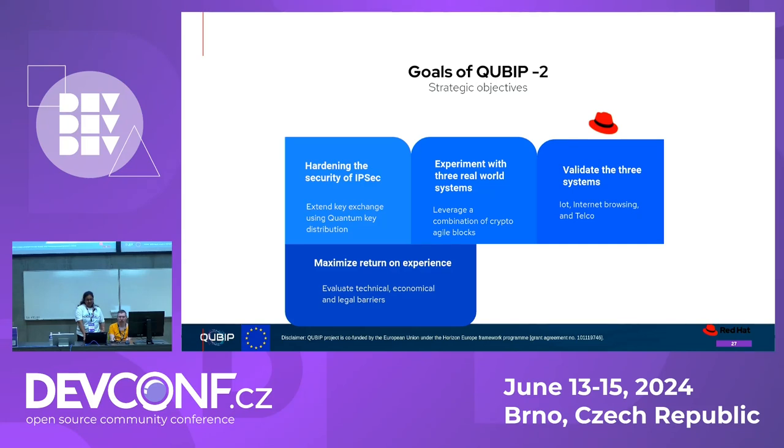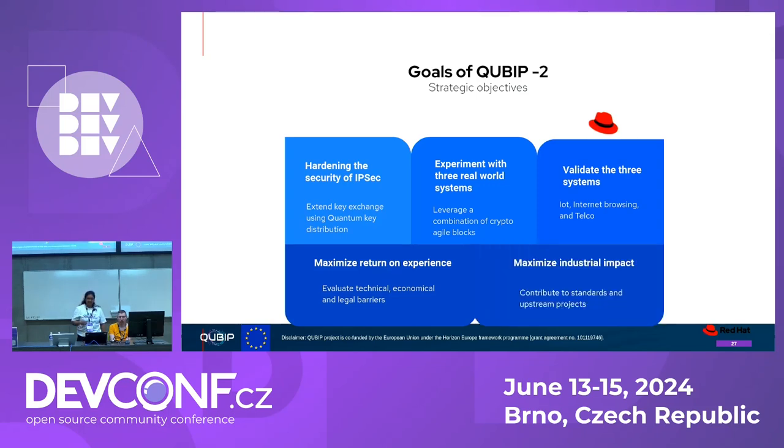And then we have maximization of return on experience, so evaluating how the technical, economical, and legal barriers work for this experience, and to maximize industrial impact. This basically means that as a partner, we also contribute to the standards or upstream, we follow the upstream work that's happening in this post-quantum field. And Red Hat is part of this objective as well.